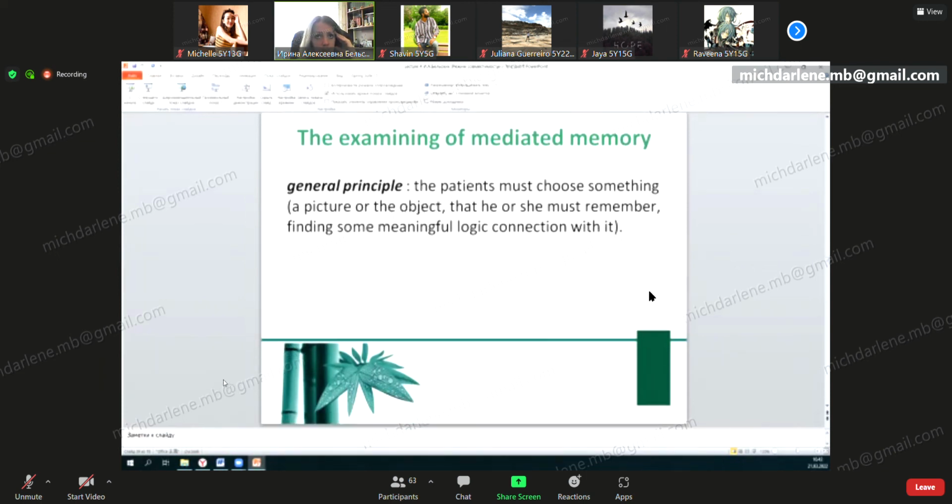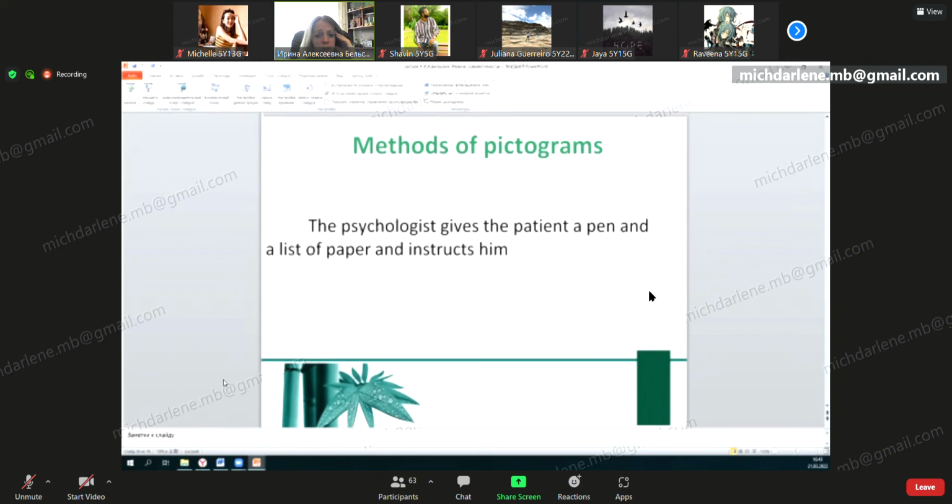The method of pictograms: the psychologist gives the patient a pen and a sheet of paper and instructs him. I will read you words meaning some concepts. You are to make up some simple drawing to look at in future in order to remember the word. You must not use letters or any other abstract notes, abstract words, symbols, and so on.